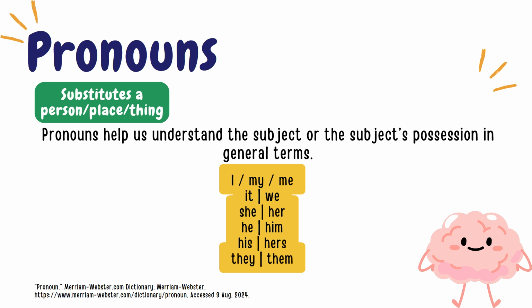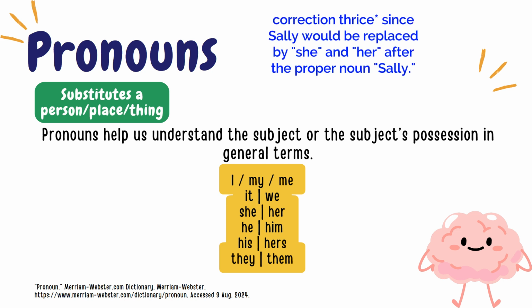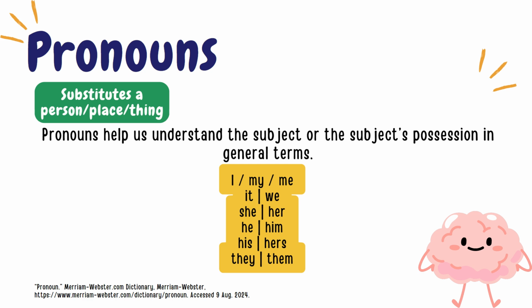So when your children are starting to formulate their sentences, for instance, if they were to say Sally jumped over a broom, then she fell and hit her knee, they would not need to write Sally twice. Instead, they would replace the name Sally with the pronoun she in the second part of the sentence. So this is just something to keep in mind as they start to build out their sentences and improve their writing literacy.